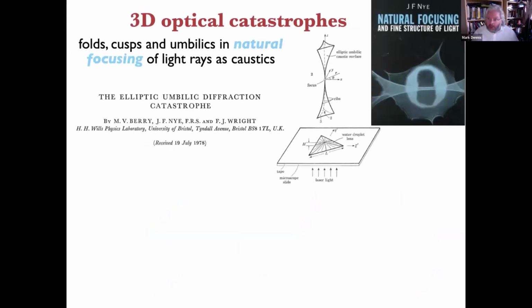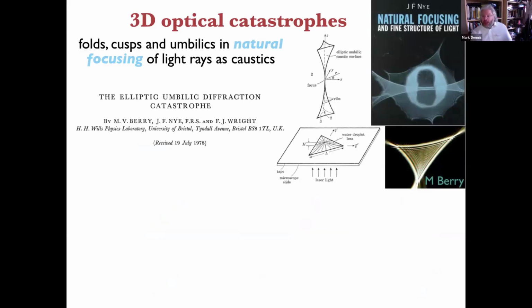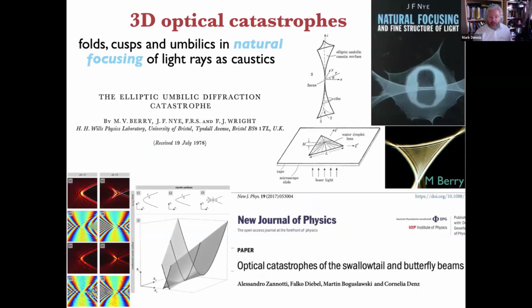And here's the old work from almost 50 years ago of Michael Berry with John Nye and Francis Wright, where they generated an elliptic umbilic experimentally to see this triangular pattern. Again, this triangular pattern is in the brightness with the ray picture underlying it. And Cornelia Denz's group looked at generalizing those to make these swallowtail patterns in beams a few years ago.